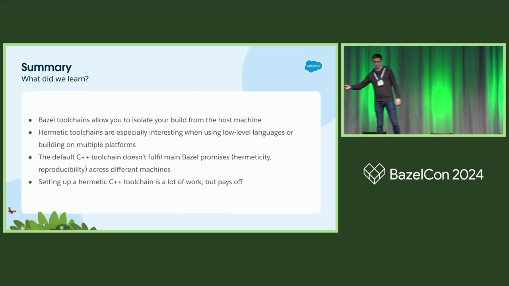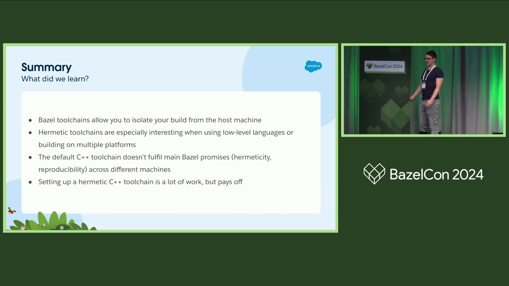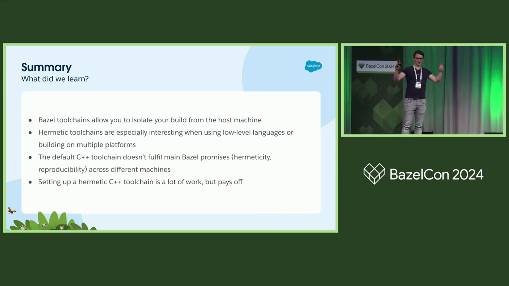So, what did we learn today? Bazel toolchains help you to isolate your build even further from the host machine than default Bazel already does. Actually, in the case of C++, one has to say that the main promise of Bazel, of hermetic and reproducible builds, is only partially fulfilled if you stay with the default configuration. It is very leaky by default.